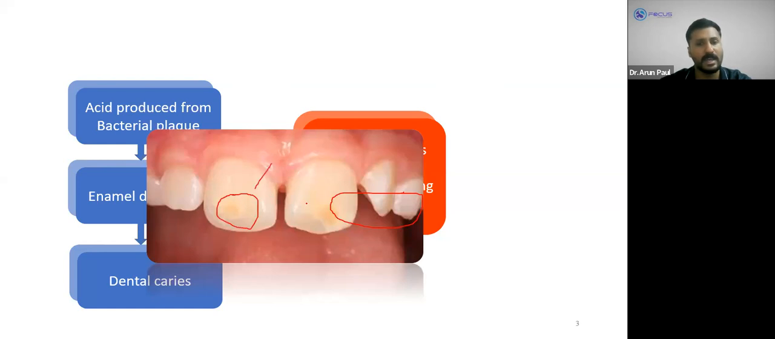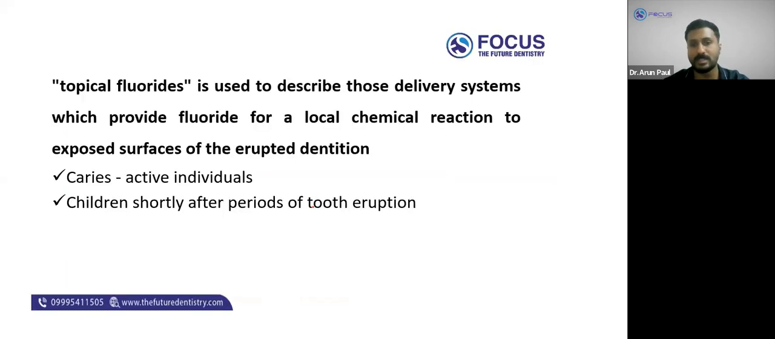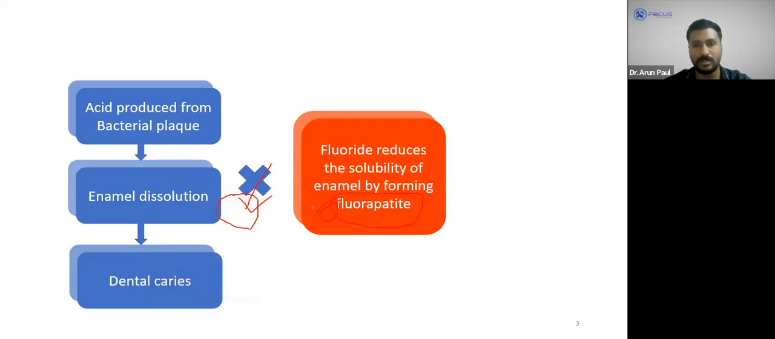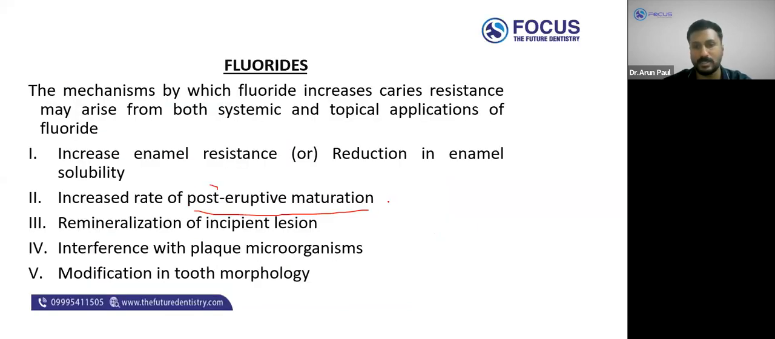So these hypomineralized areas are highly susceptible to dental caries. So fluoride acts by mineralizing these hypomineralized areas. So it fastens the process of maturation. Mineralizing these areas is called post-eruptive maturation. That is different from remineralization. Remineralization and post-eruptive maturation are different. Post-eruptive maturation happens in your hypomineralized areas, whereas remineralization happens in your demineralized areas.